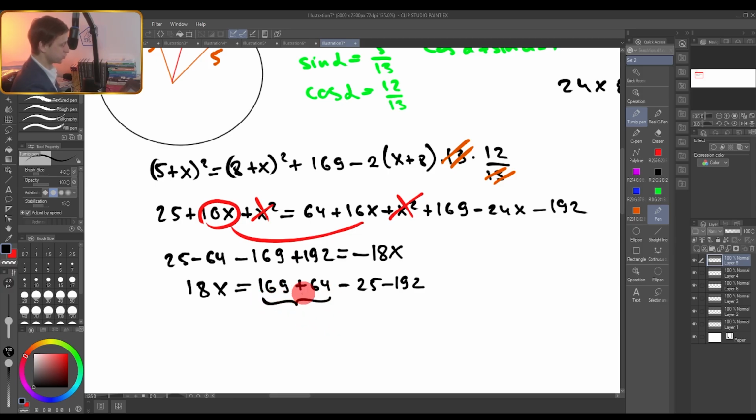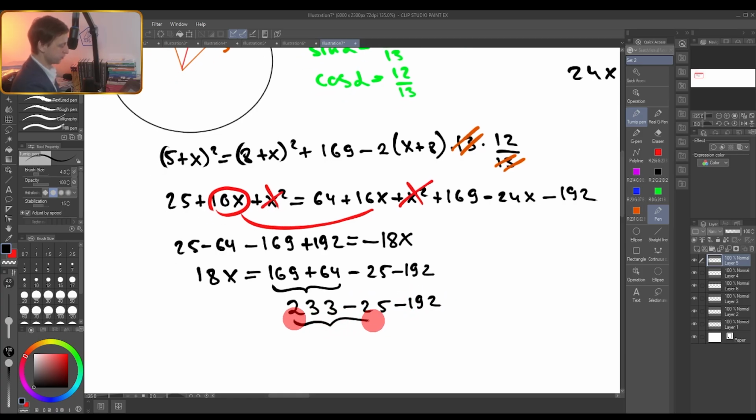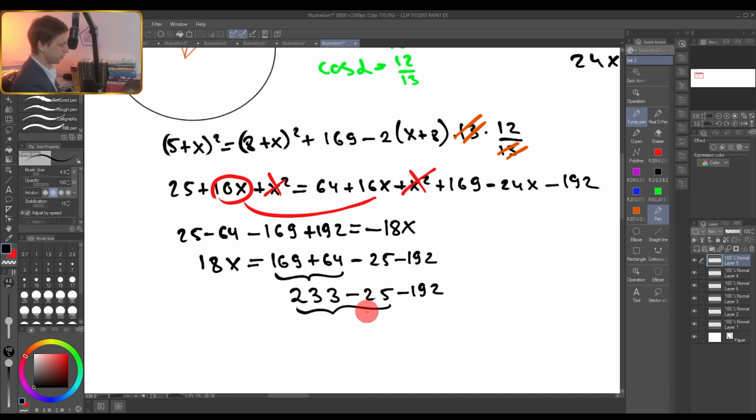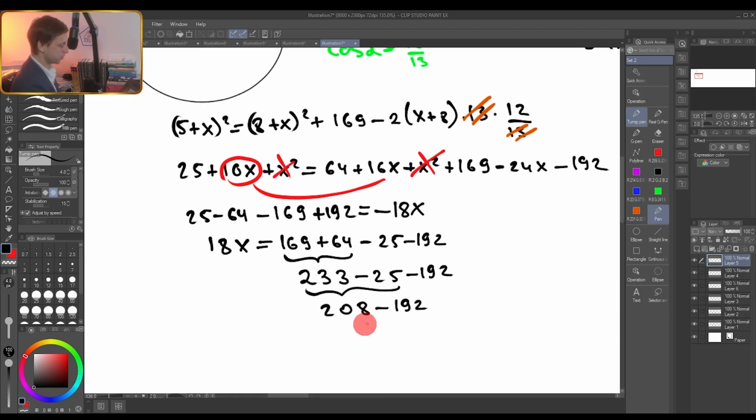It is equal to 220 plus 13. It will be 233 minus 25 minus 192. So this difference here, 233 minus 25 is 208. 208 minus 192, and this difference is exactly 16. So 18x equals 16, and therefore x equals 16 over 18 equals 8 over 9.